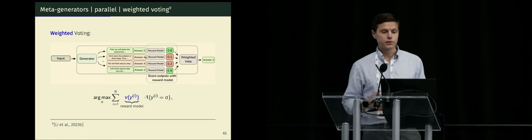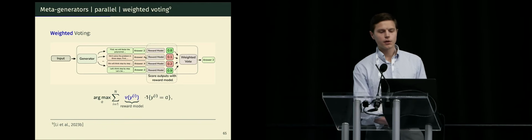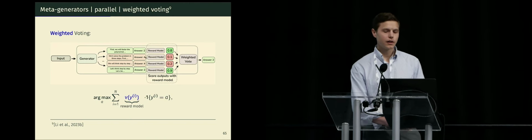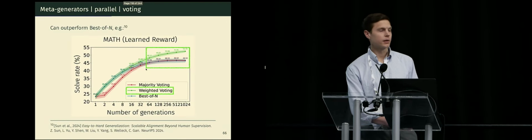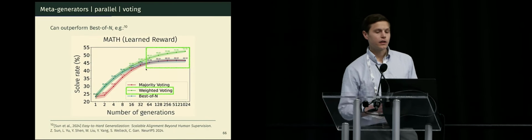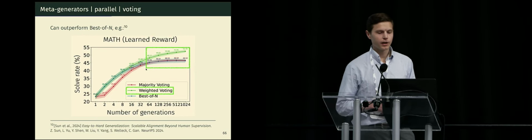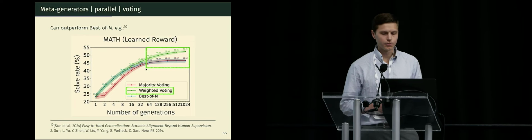Then you can incorporate your reward model into the majority voting. What you can do is weight each vote by the reward model score. This is nice because it can break ties, like in the example here. If you have a really good reward model, it can also favorably bias the voting procedure so that you can do a bit better than if you don't have the reward model.